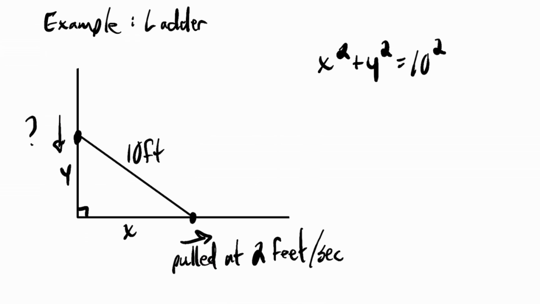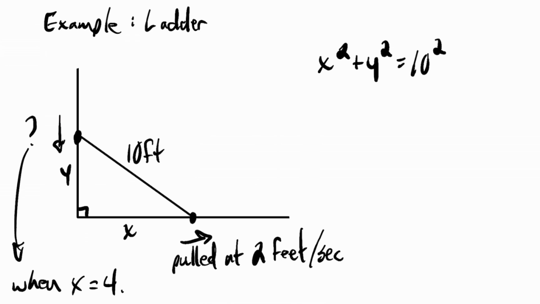We need to ask, at what rate is this moving at a certain point in time? I need to specify when, because it changes over time. It's not constant, as I said earlier. So let's say when x equals 4, when the base of the ladder is 4 feet from the wall, how quickly is the top of the ladder moving?